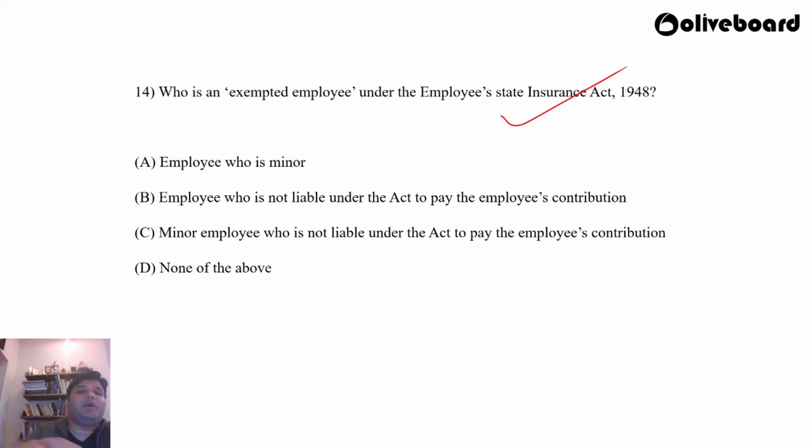Who is an exempted employee? Exempted kaun hai bhaiya, ye dekh lo. A. Employee who is a minor. B. Employee who is not liable under the Act to pay the employee's contribution. C. Minor employee who is not liable under the Act to pay the employee's contribution. D. None of the above.